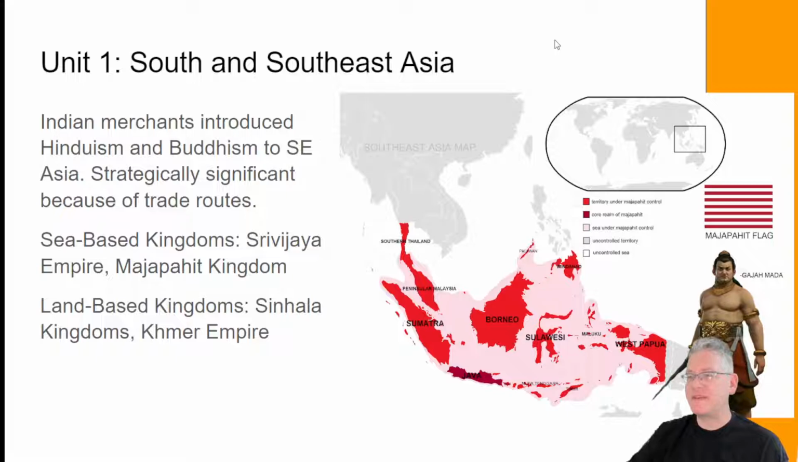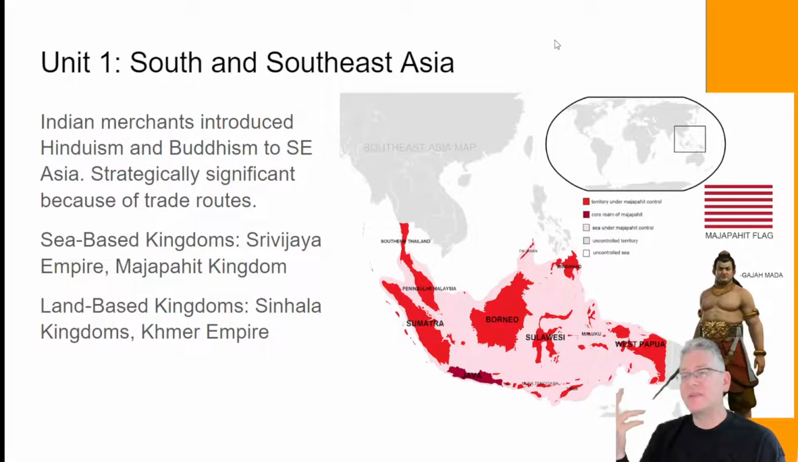All right, South and Southeast Asia. So Indian merchants are going to introduce Hinduism and Buddhism to Southeast Asia. These are strategically significant because of the trade routes in this area. If you look on this map, you'll see an island called Sumatra, and then right above it is the peninsular Malaysia. You can see there's just a very narrow corridor there, right? That narrow corridor is where the water corridors where boats have to go through. So if you want to trade from India to China, you have to go through that region. So having a powerful kingdom here means that they can extract taxes, stuff like that, right? These are very strategically important areas.